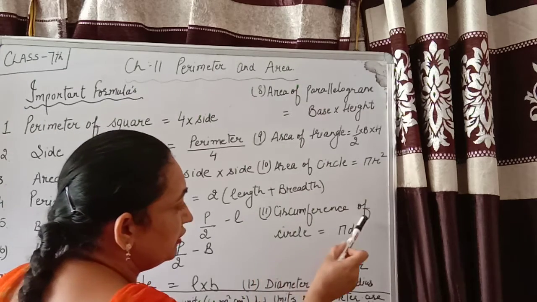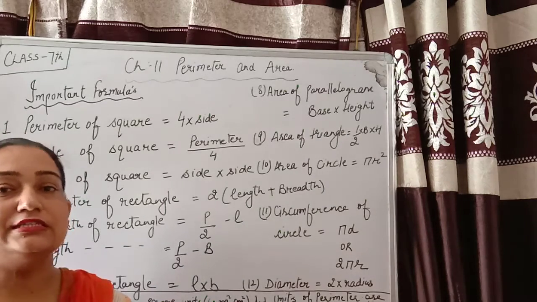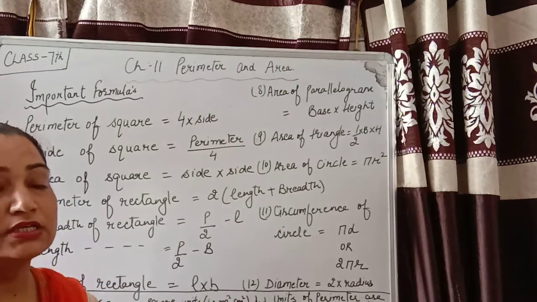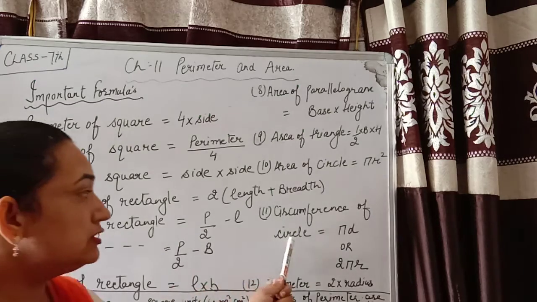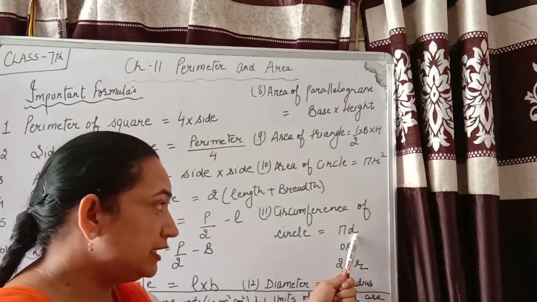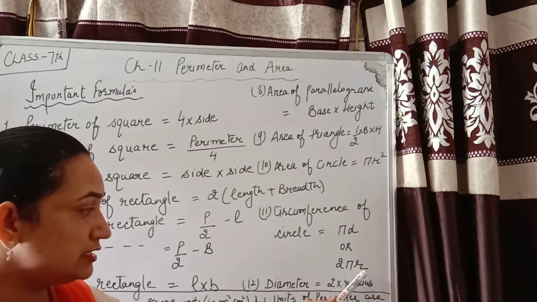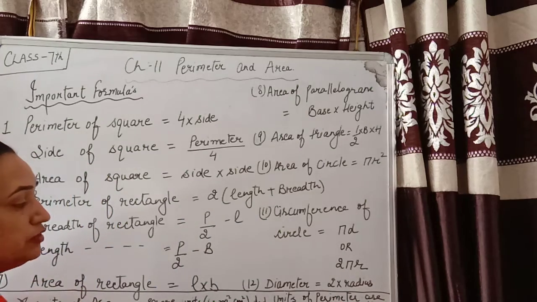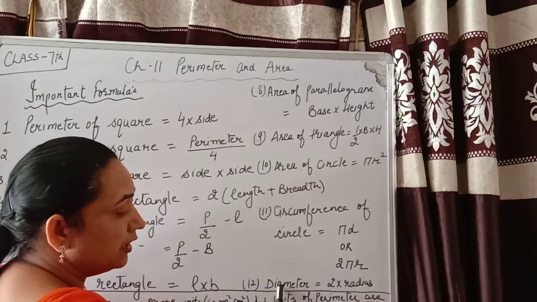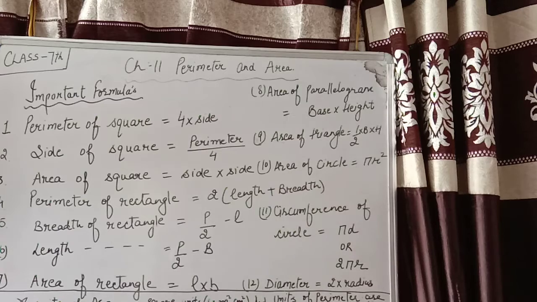Next is the circumference of the circle. Circumference is what? It is the total distance around a circular figure, around a circle. So circumference is pi into d, where d is the diameter. Or we can calculate this, if radius is given, then we apply 2 pi r. And there is a relation between the diameter and the radius, that is diameter is equal to 2 times radius, or radius means half of the diameter.